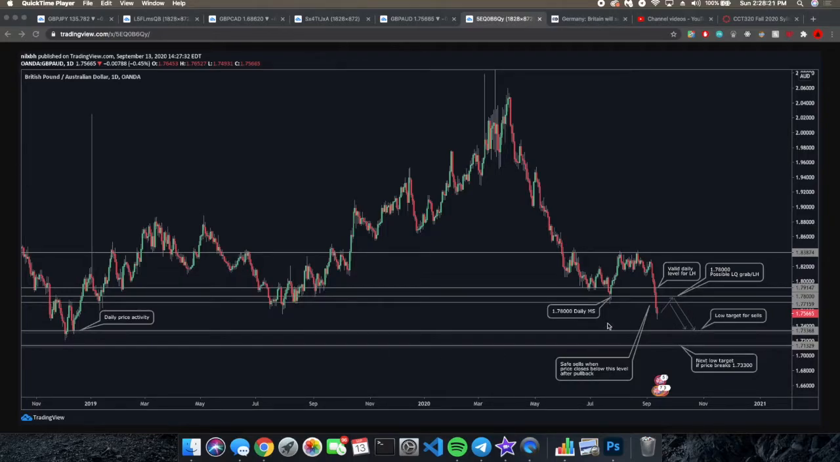Okay, so what I've labeled out is we'll be looking for pullbacks for further sells down to our low target, which is 1.73368, due to this daily price activity over here. And we have this 1.7800 daily market structure, so it's possible that we pull back, do a liquidity grab up there, create a lower high. As you can see in this area over here, once we reached where we currently are in November 2018, price did a pullback right to 1.7800 before coming back down.